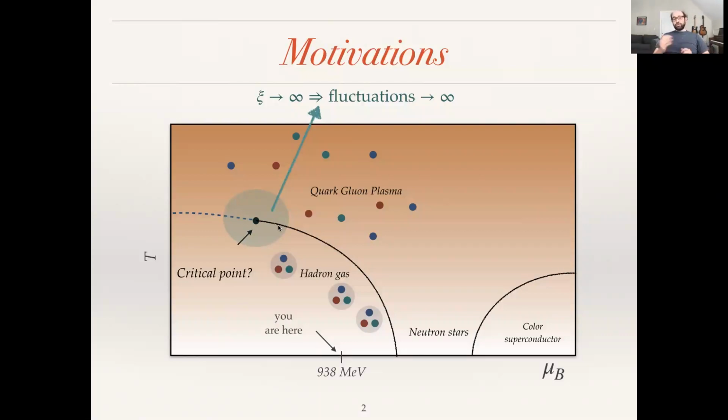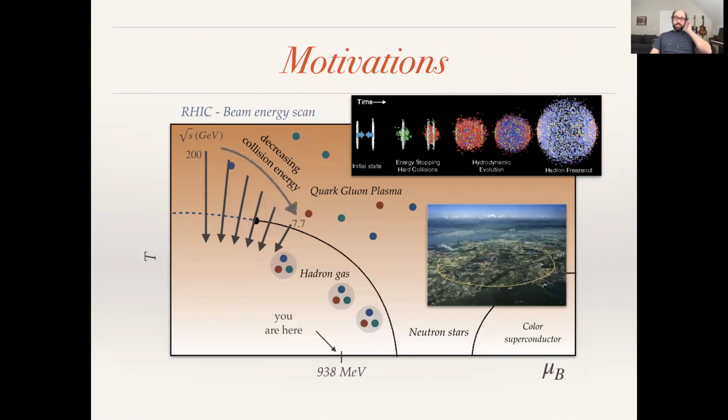And in the search for the critical point, fluctuations play an important role because their magnitude grows as one gets closer to the critical point. So experimentally, the search for the critical point is done at the Relativistic Heavy Ion Collider and other facilities in Europe that will hopefully start collecting data soon.